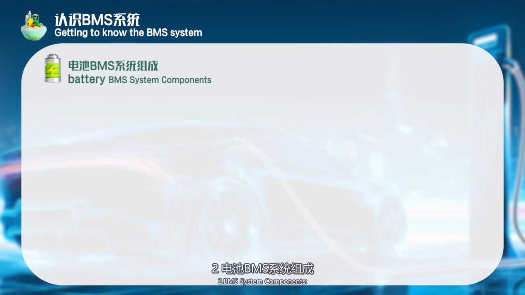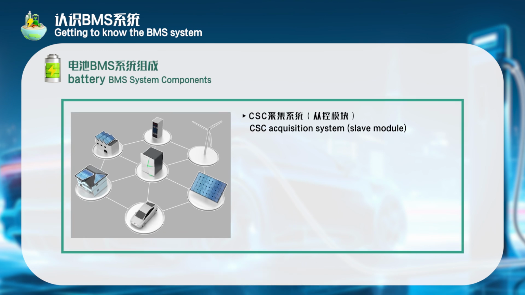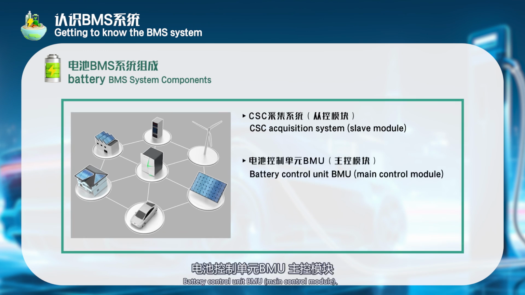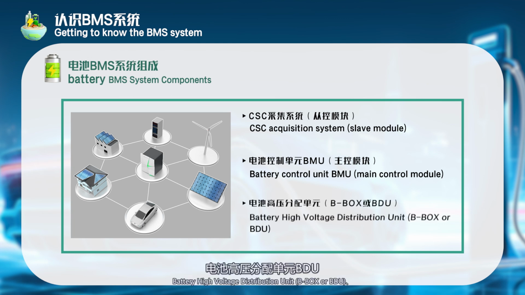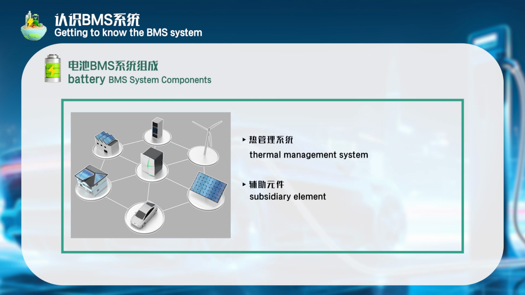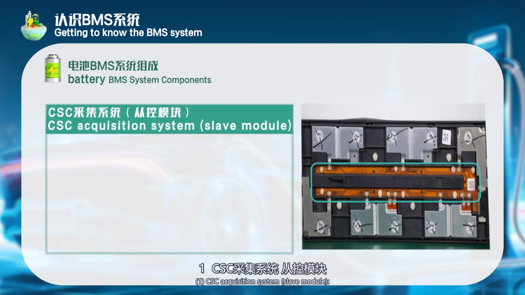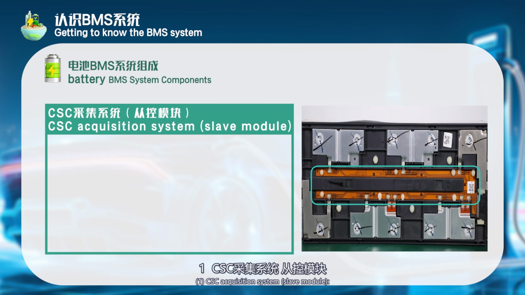2. BMS system components. CSC acquisition system slave module, battery control unit BMU main control module, battery high voltage distribution unit B-Box or BU, thermal management system, subsidiary elements. For example, the BMS of Geely DHAV450 consists of 1 BMU, 1 BU, 2 data acquisition integration boards CSCs and 1 current sensor.